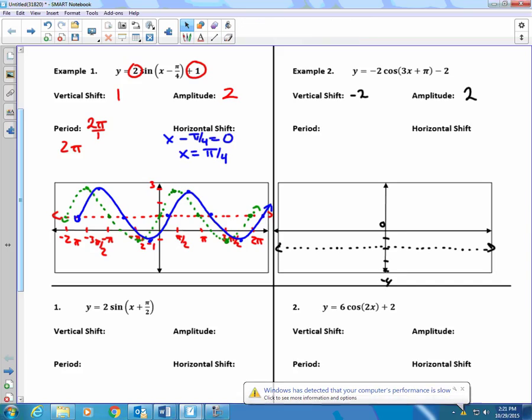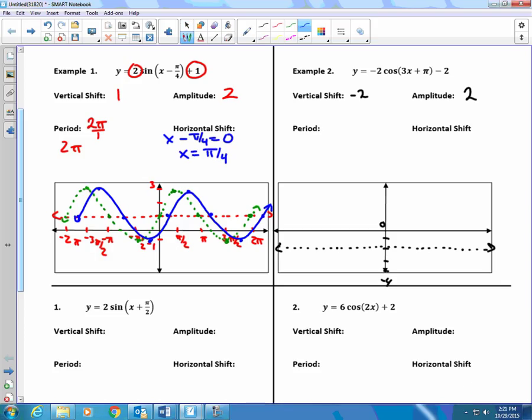I'm halfway there. Now I identify the period. Two pi over 3. I mark off 2 pi over 3, and I divide it into how many parts? 4. What's half of 2 pi over 3? Half of 2 pi over 3 is pi over 3. What is half of pi over 3? I take pi over 3, I multiply by half. I get pi over 6.